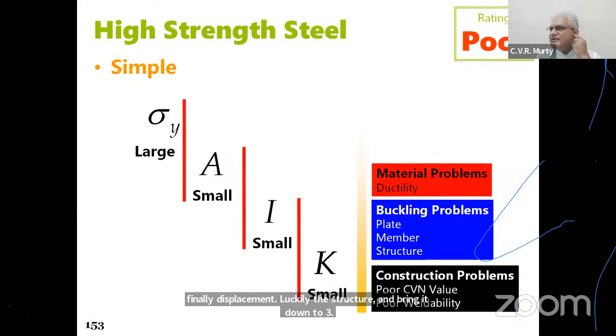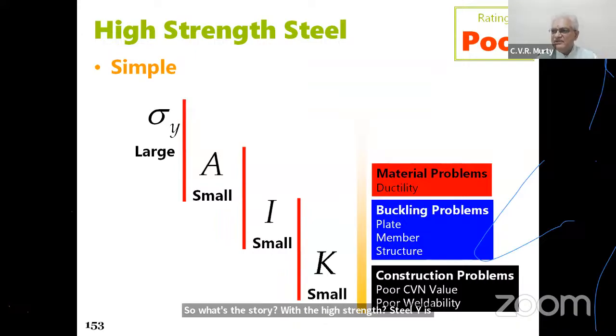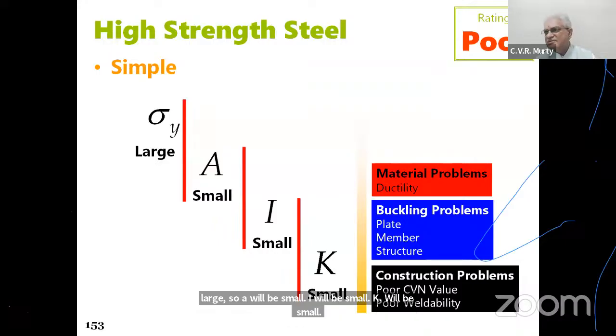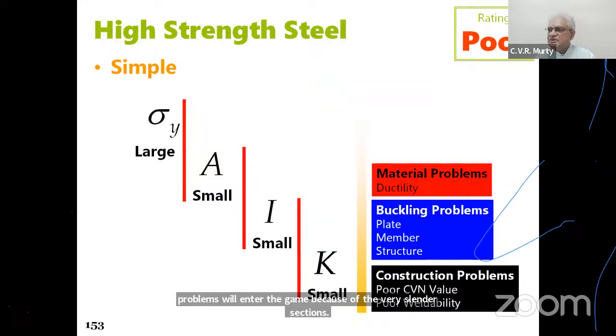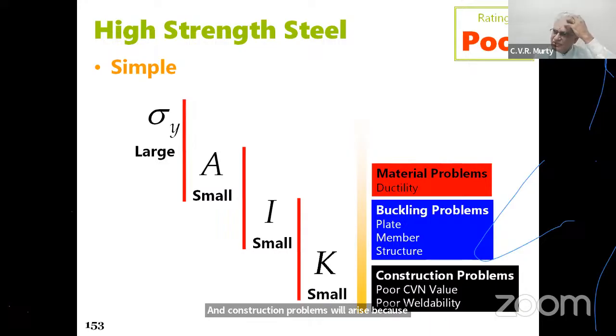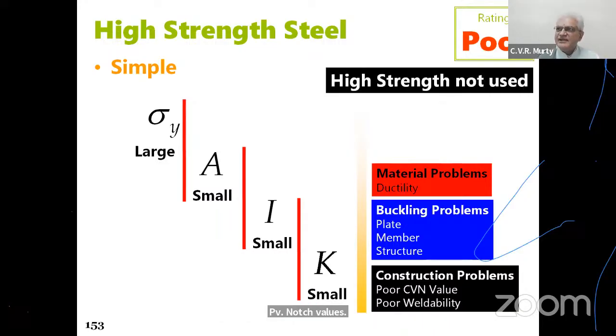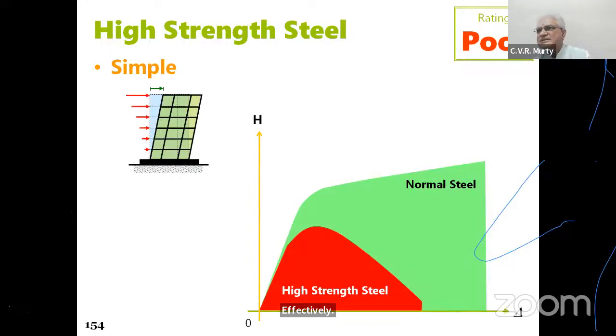So what's the story with the high strength steel? Sigma y is large, so A will be small, I will be small, K will be small. So material problems are that ductility is going to be compromised. Buckling problems will enter the game because of the very slender sections. And construction problems will arise because of the poor Charpy V-notch values and poor weldability. In fact, high strength is not used effectively, and hence we are saying the rating is definitely not acceptable.